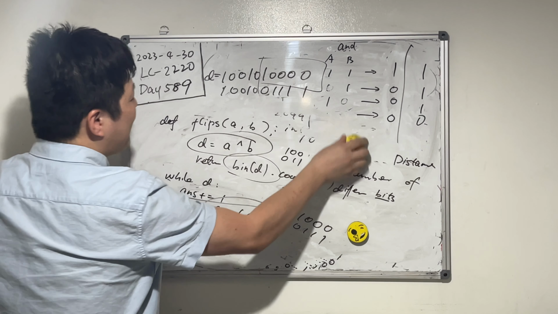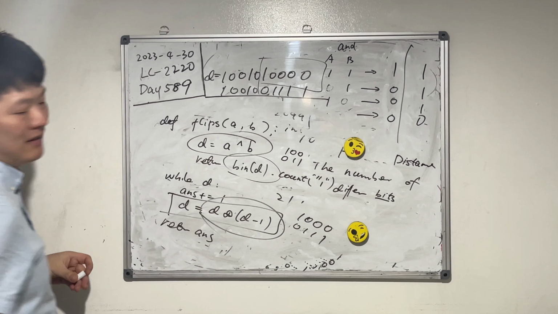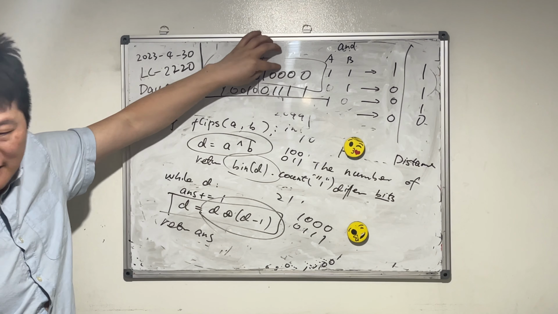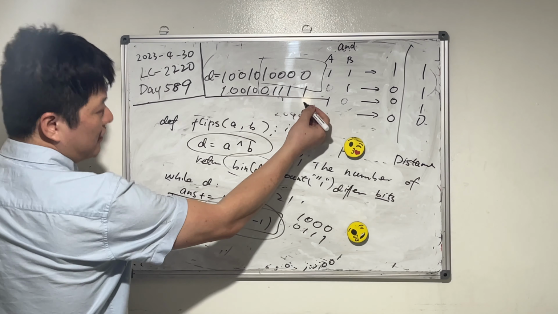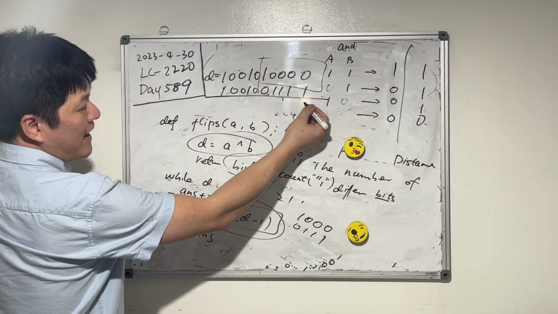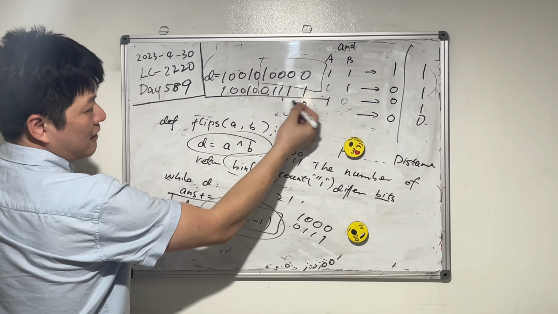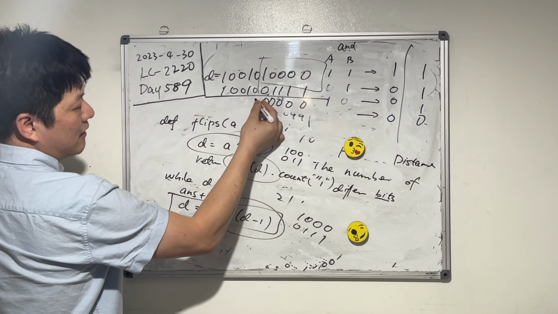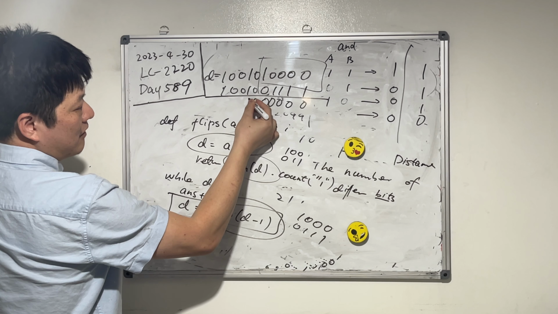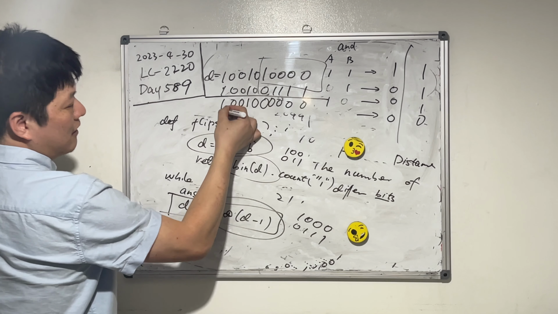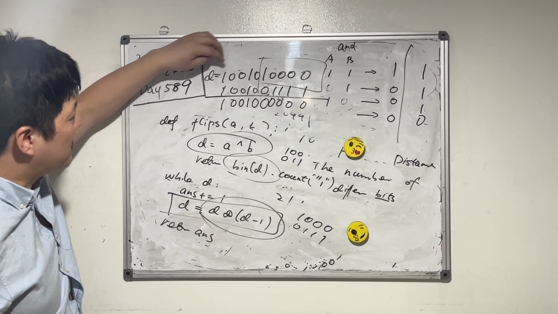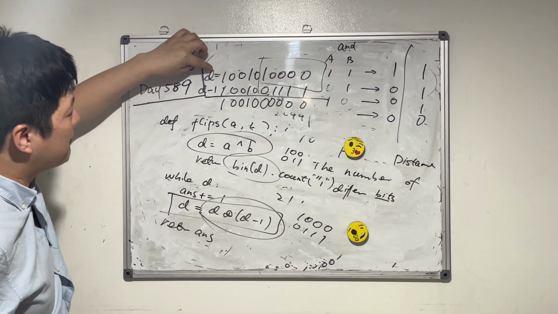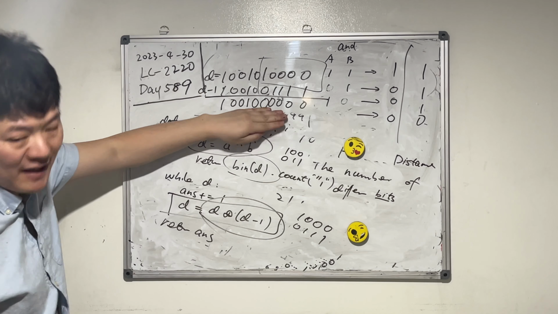Okay, what's the AND? If I do the AND of this number and this number, let me think. What's the AND? 0, 0, 0, 0, 0, 1, 0, 0, 1. Okay. So look, this is D. This is D minus 1. If I perform D AND D minus 1, I will get this.